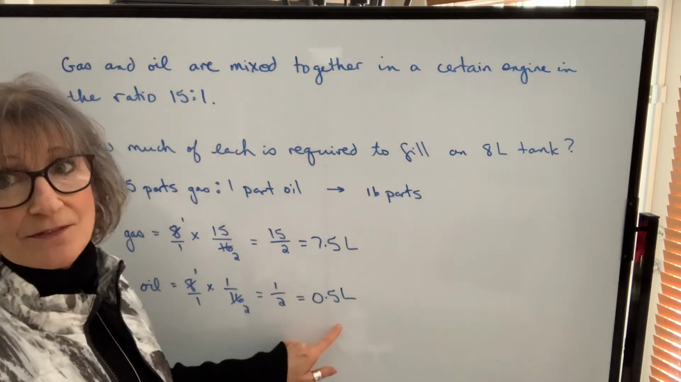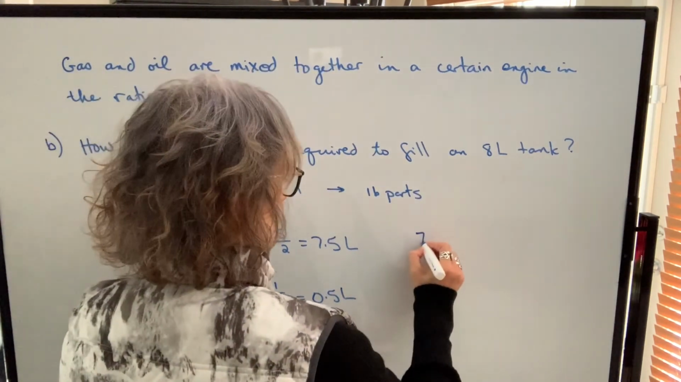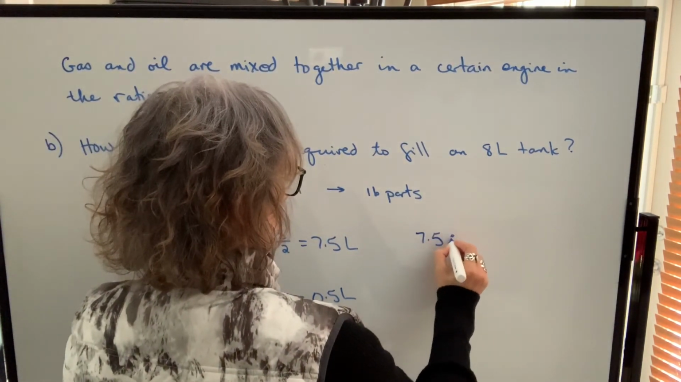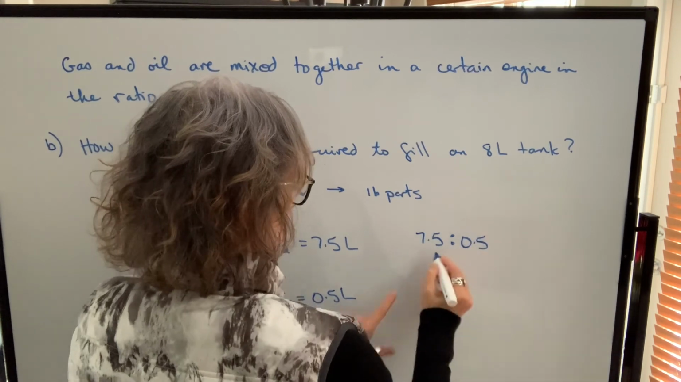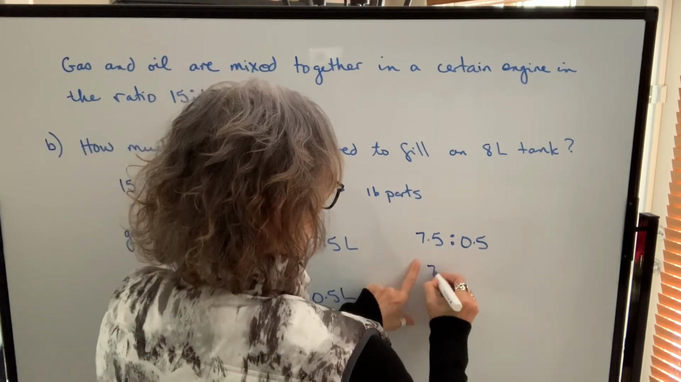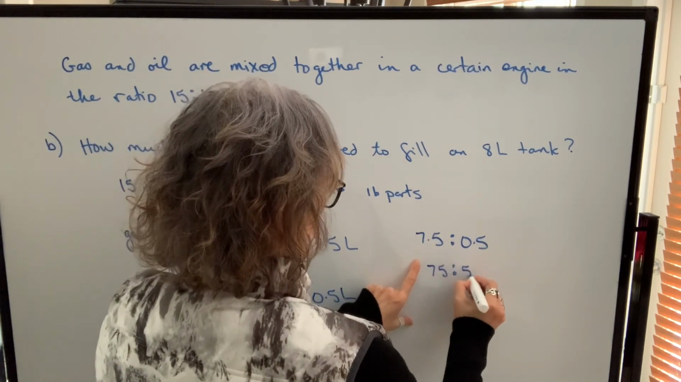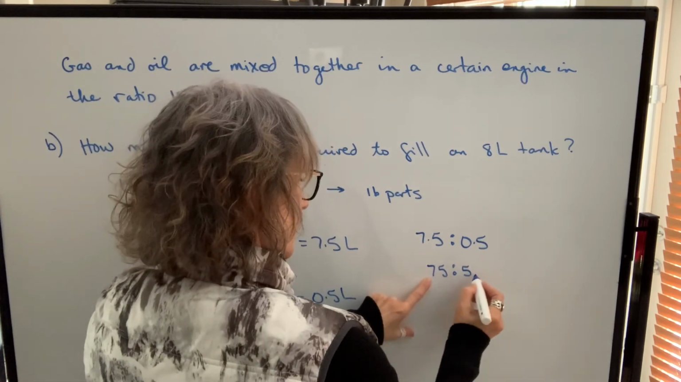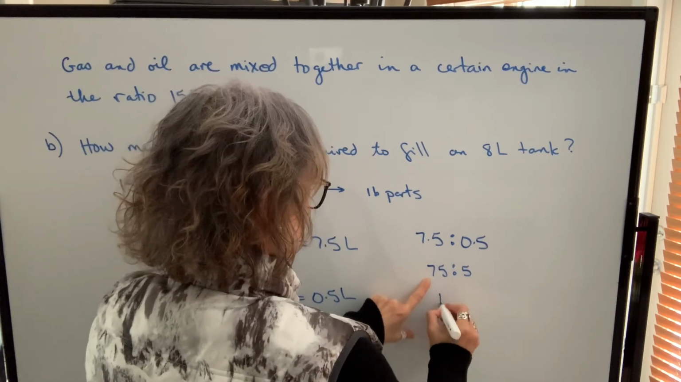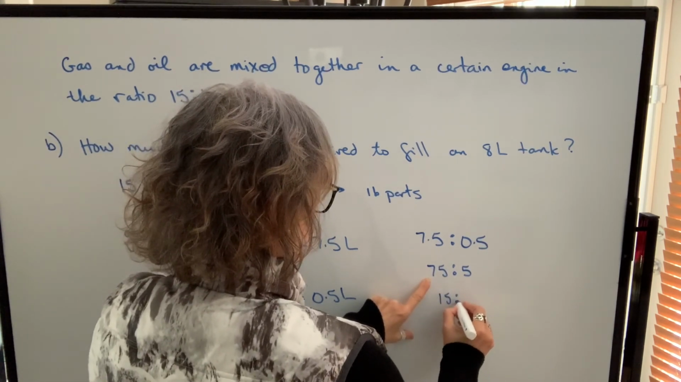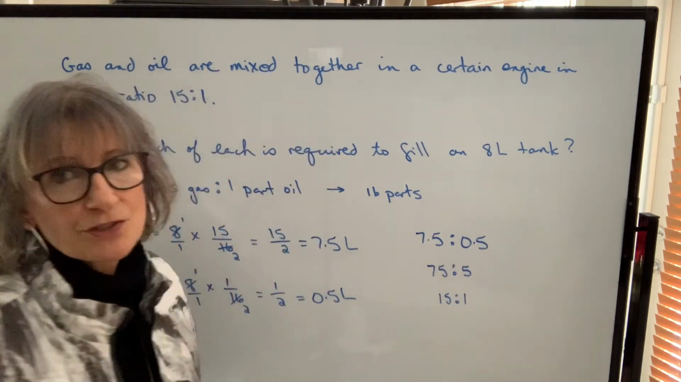We could check to see if this is the correct ratio by just taking 7.5 to 0.5, getting rid of our decimal point, so that's 75 to 5. Divide both sides by 5, and I get the correct ratio.